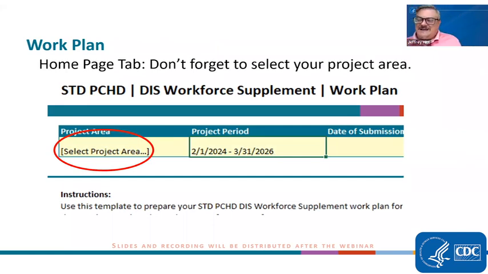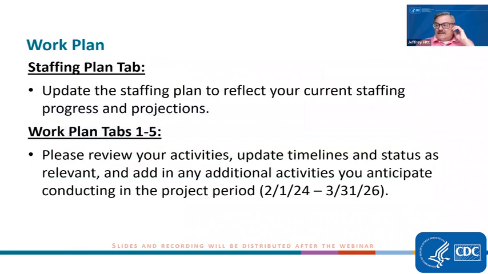Talking about the work plan, just please don't forget to select your project area as you're filling out your work plan. Update the staffing plan, and record your activities for work plan tabs 1 through 5, just like you've done in the past. Of course, this budget period is different. It's from February 1st of 2024 through March 31st of 2026, but that shouldn't really impact too much the activities that you've proposed. So I think that should be pretty straightforward and similar to past submissions.